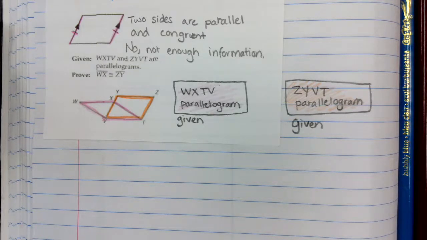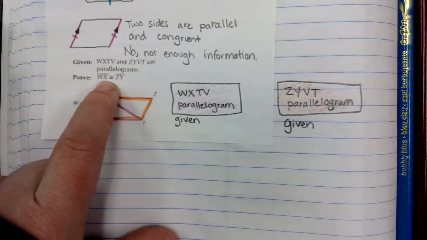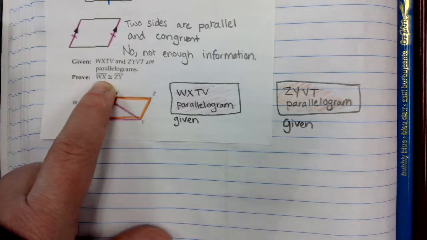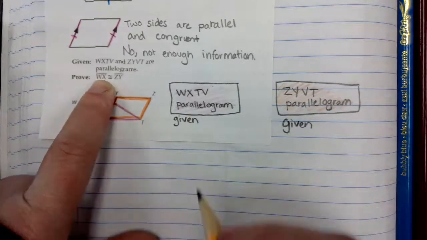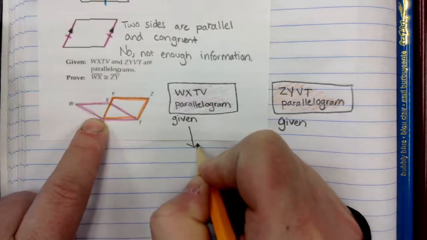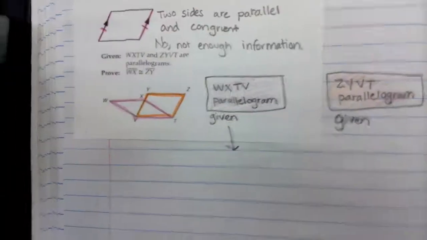Okay, so are we talking about angles or are we talking about sides? Is WX an angle or is WX a side? A side. So we're looking at sides. So let's start with this pink parallelogram. And let's talk about those sides using one of those. So in the pink parallelogram, does the pink have WX or does the pink have ZY?